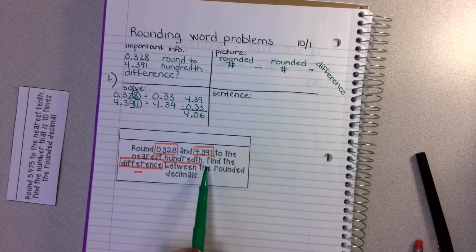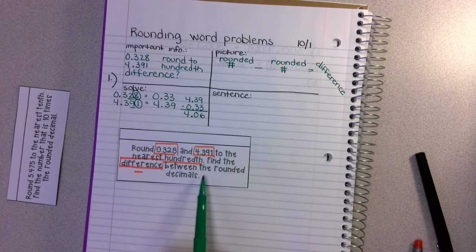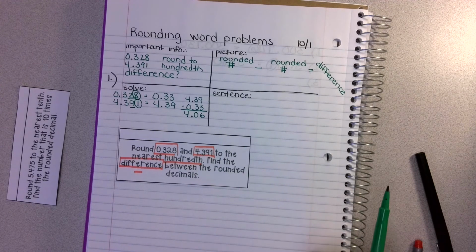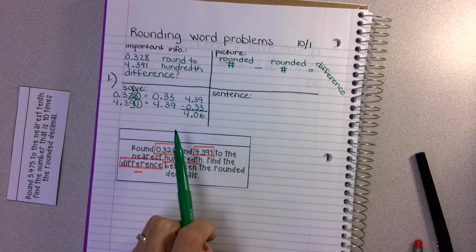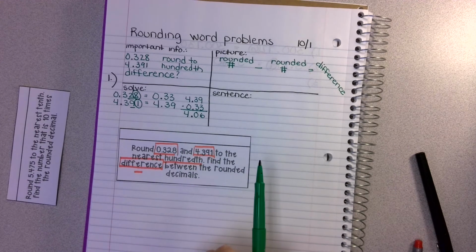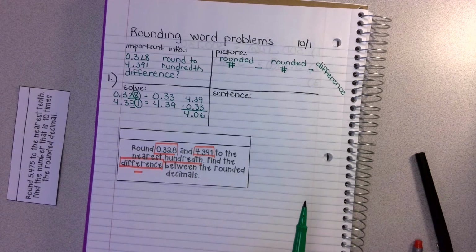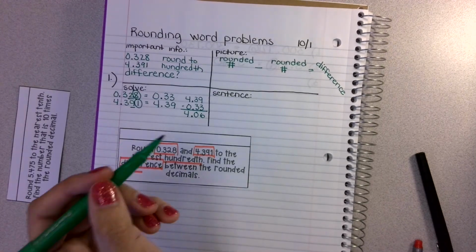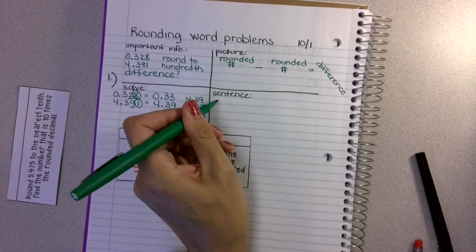So my question, find the difference between the rounded decimals. So now I need to write that in a sentence. The difference between the rounded decimals is 4 and 6 hundredths. Does that answer make sense? Yes, it does. So I'm going to write that sentence.